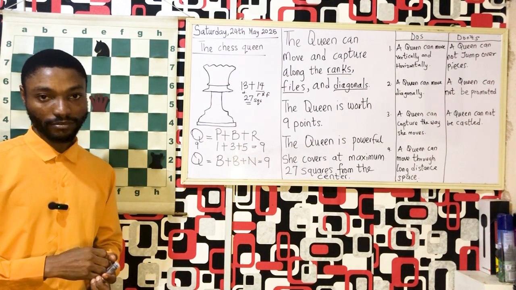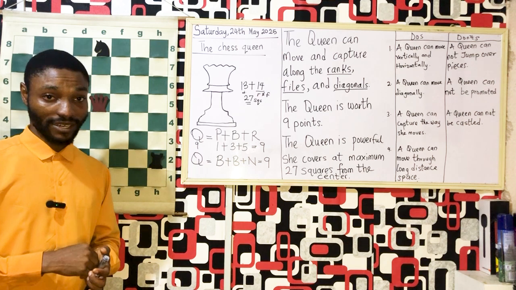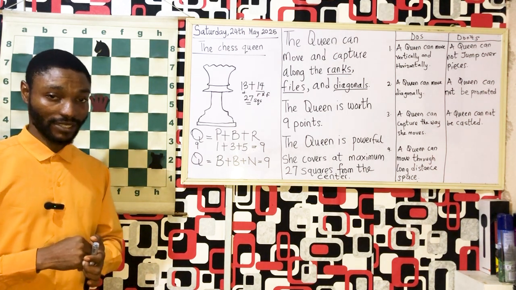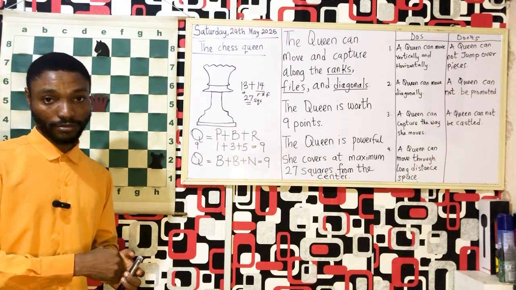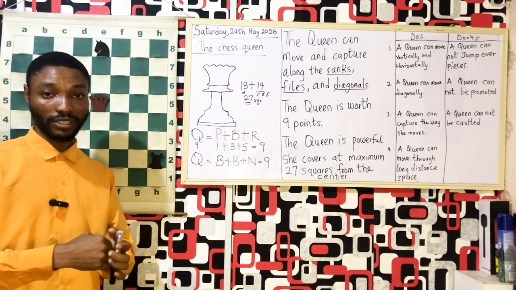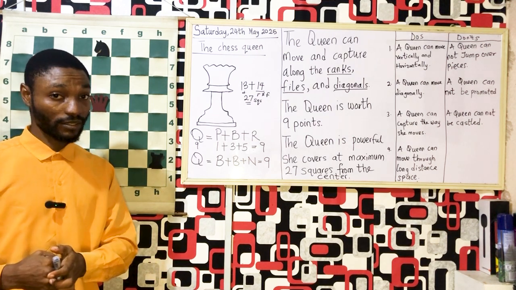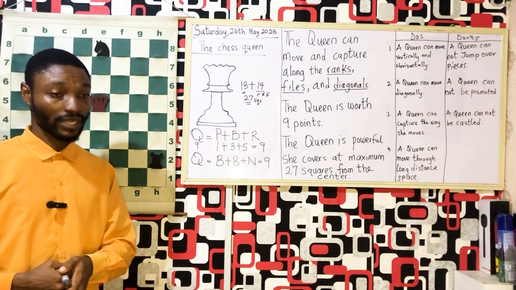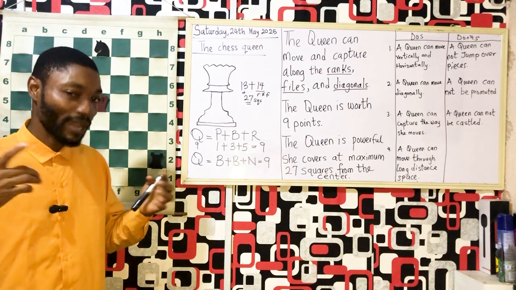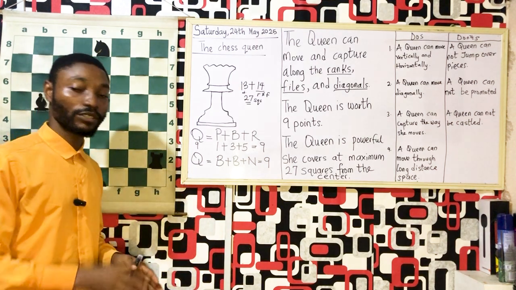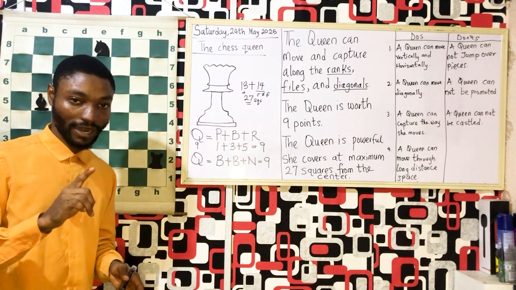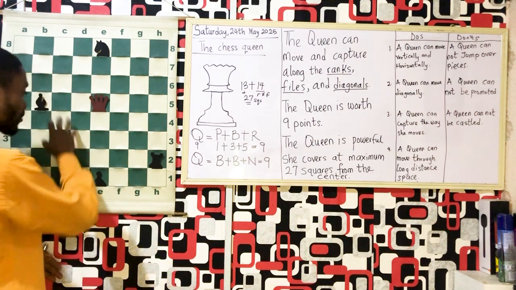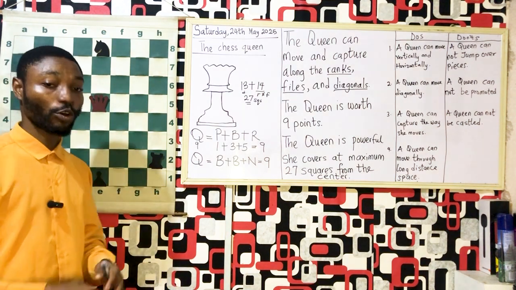Only the queen. A piece that can try that, or two pieces that can try that, are either the bishop or the rook. However, the king can also try, but the number of pieces at a time you can attack with a queen is more. You have more options.